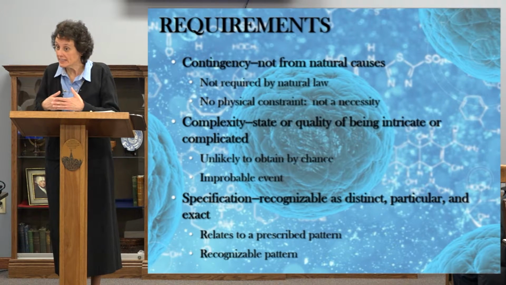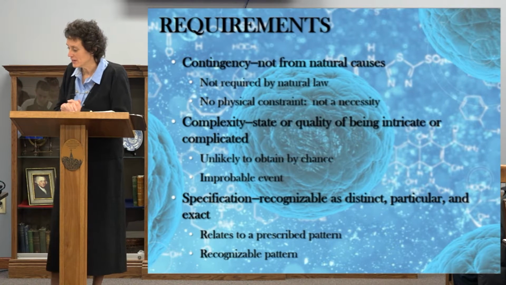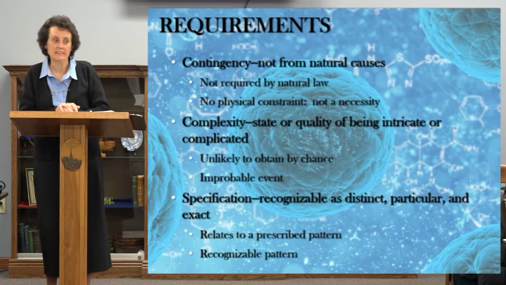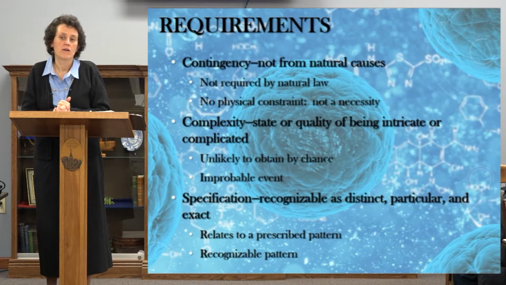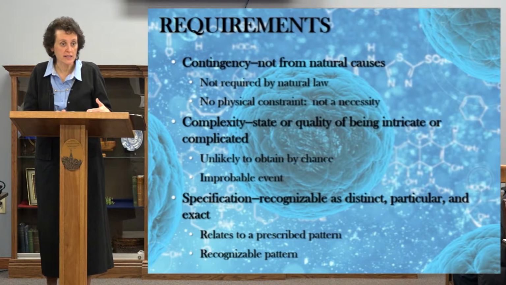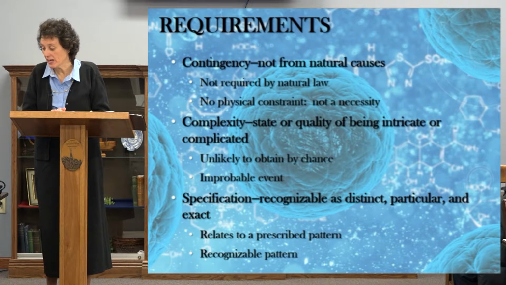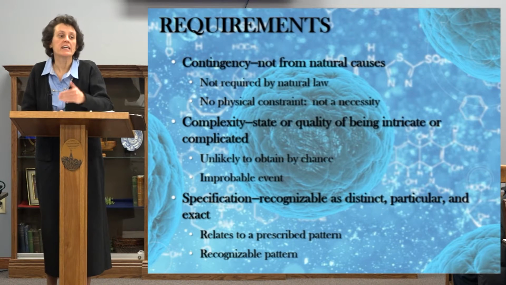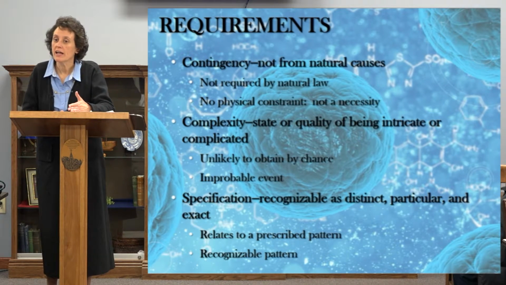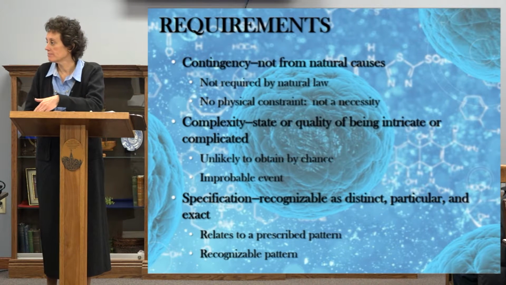Then, if it is, we'll ask ourselves, is it complex? There's a definition of complexity. It's the state or quality of being intricate or complicated. All right, and mathematically speaking, William Dembski tells us that if it has a low probability of occurring, we can say it's complex. So it's unlikely to be obtained by chance. It's an improbable event. So if it's an improbable event, it has a low probability of occurring. That means it's complex.